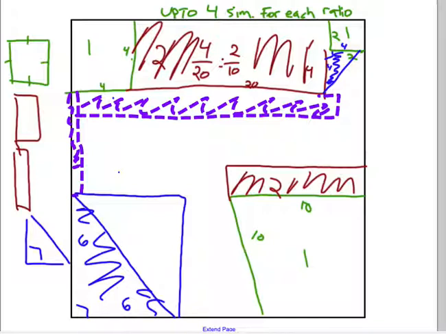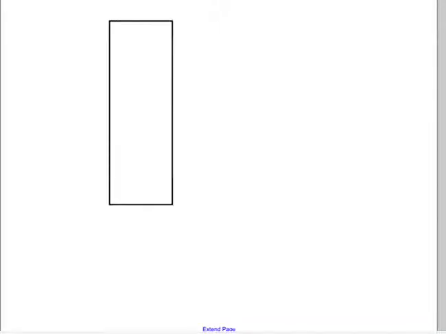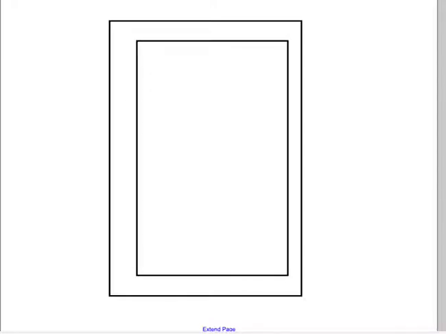So that's the project. It's going to be a full page of graph paper. So if this is your graph paper, where's my tools? Shapes, there they are. So if this is my paper here, your rectangle on the inside should be about like that.